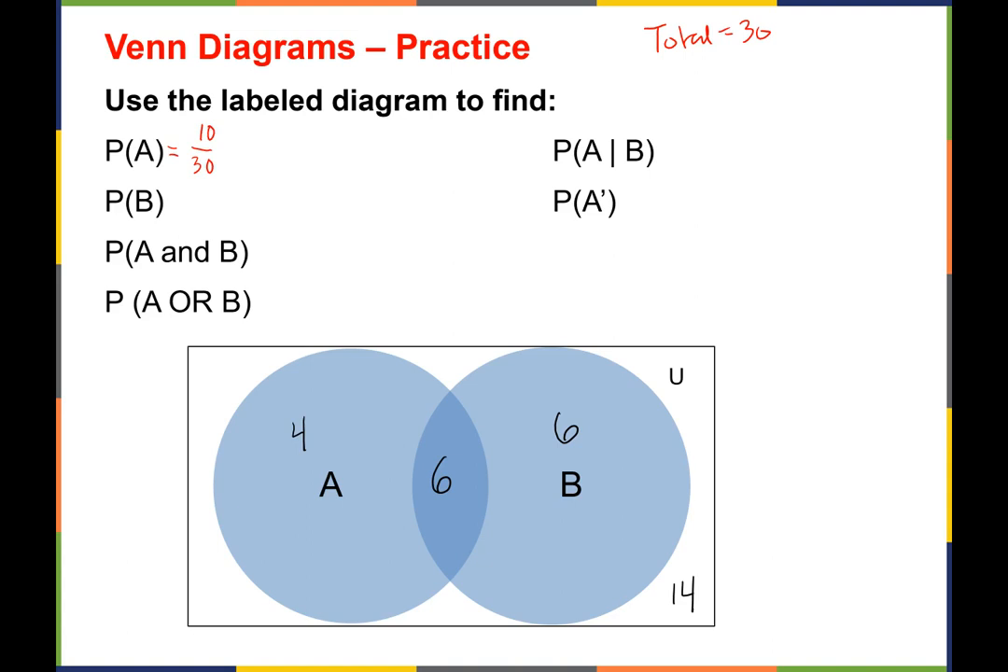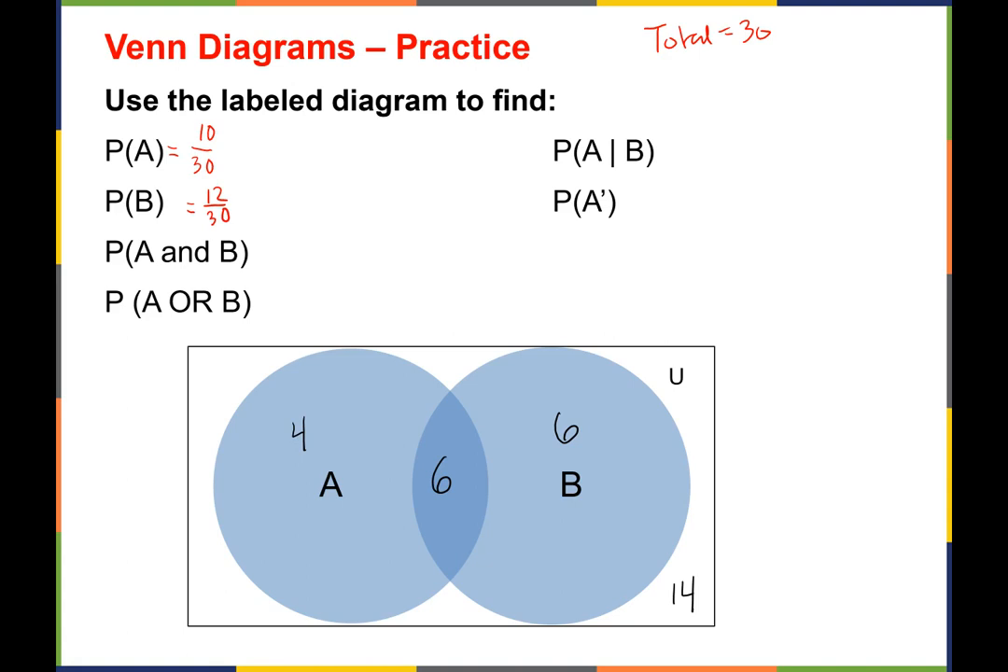What about B? How many items are in B? Why don't you guys try this one? All right, did you get 12 out of 30 for B? And we can reduce these fractions if we want to. I just don't necessarily need to practice that right now.